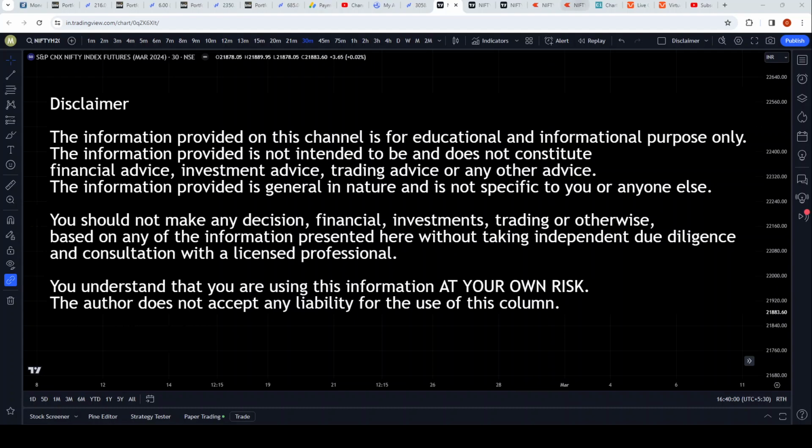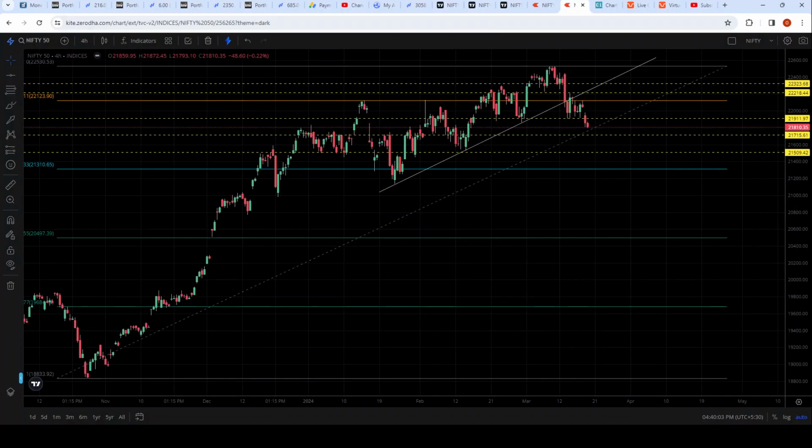Now, let's start with the Nifty chart. This is the Nifty chart. You're watching it on the 4-hour time frame. This is how it looks. Nifty was respecting this trend line all along. This trend line was broken on the 13th of March and we have been below that trend line so far.